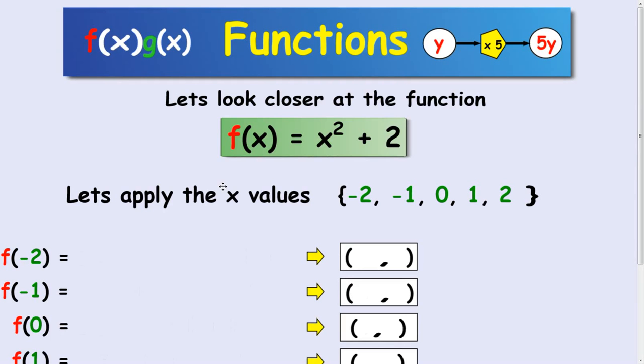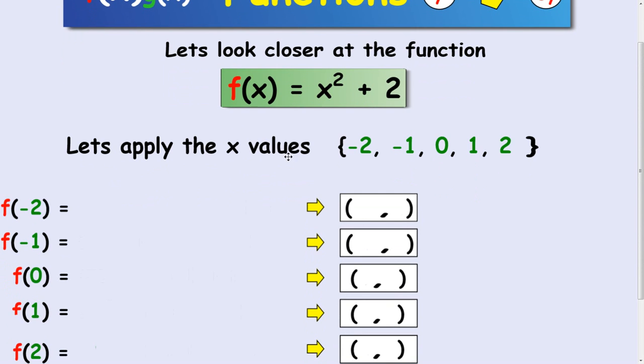In this lesson, we're going to again look at functions, but this time a particular one, x squared plus 2. So this reads as f of x equals x squared plus 2, where x is the input and output is f of x, which we can again think of as y on a coordinate diagram. So let's apply the x values here, -2, -1, 0, 1 and 2.